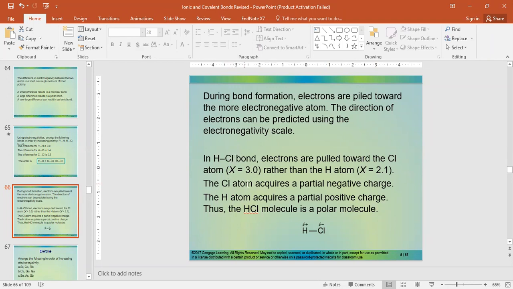So the chlorine atom acquires a partial negative charge, because by virtue of having the electrons closer to it, it is almost acquiring the electrons, but it has not fully acquired. And because of that, it is going to have a partial negative charge. While the hydrogen acquires a partial positive charge because it is almost losing the electrons, but it has not completely lost them. And therefore, it is going to have a charge of that nature. So this is going to be a polar covalent bond.